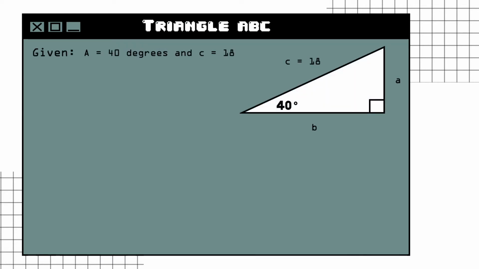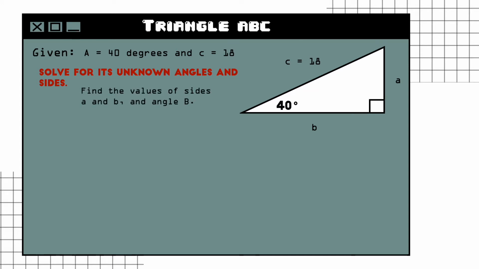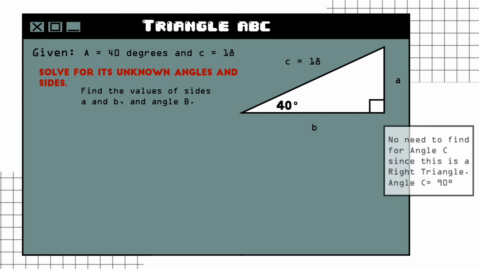Now let's move to another example. We have here the triangle ABC, given that A equals 40 degrees and C equals 18. To solve for a triangle, we need to solve for the unknown angles and sides. In this case, we need to find the values of sides A and B and angle B. We no longer need to find the value of angle C since it is a right triangle.